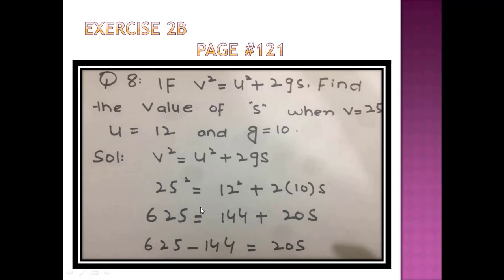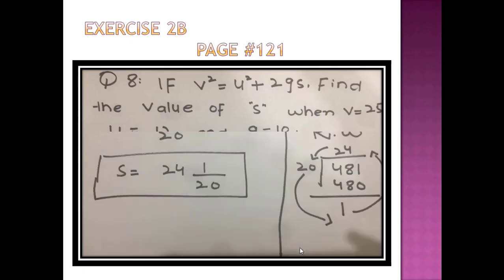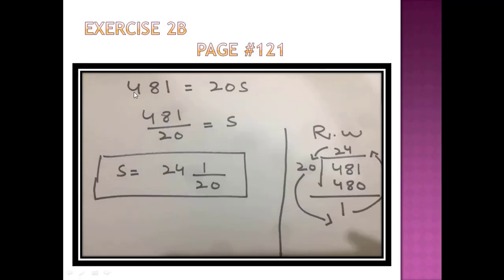If we shift our constant over here, with minus sign, like 625 minus 144 is equal to 20s as it is. If we solve our constant, then we get 481 is equal to 20s, and over here 20 is multiplying with s, so we shift our 20 over here, so 481 divided by 20 is equal to s as it is. So here we have a rough work.